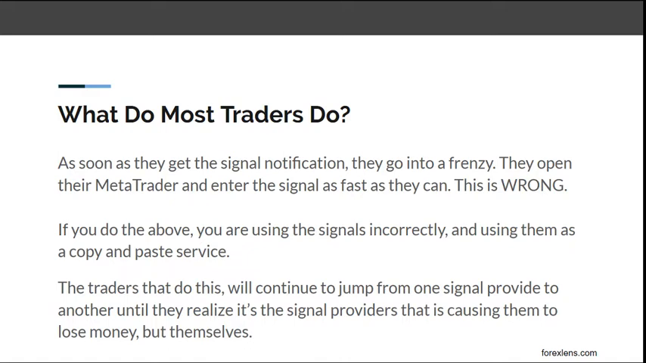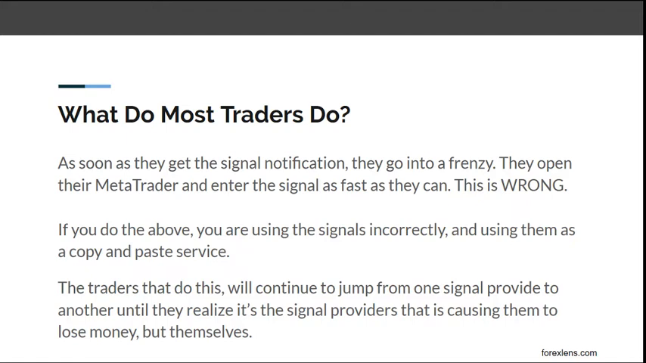As soon as they get the signal notification on Telegram or WhatsApp, their world stops. They go into a frenzy, and all they want to do is get on MetaTrader and enter that trade as quickly as they can. And this is wrong. If you do the above, you're using signals incorrectly and you're using them as a copy and paste service. You have much better luck with a copy trader service or a managed account.